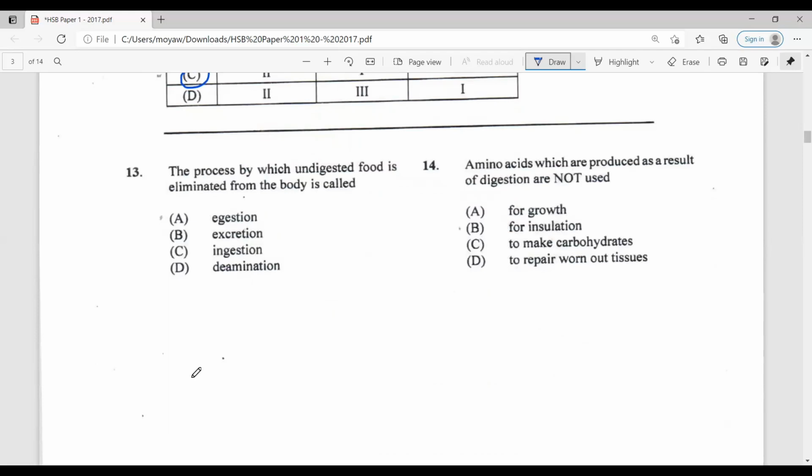13. The process by which undigested food is eliminated from the body is called, so we have A, egestion, B, excretion, C, ingestion, D, deamination. So the best option here would have definitely been A, egestion, because egestion means the getting rid of undigested food materials. Excretion now would have been the removal of metabolic waste or toxic waste. And then ingestion would be the taking in of food, while deamination would be the removal of an amino group. So it's like we're breaking down protein, removing an amino group. So the answer is definitely A, as I mentioned.